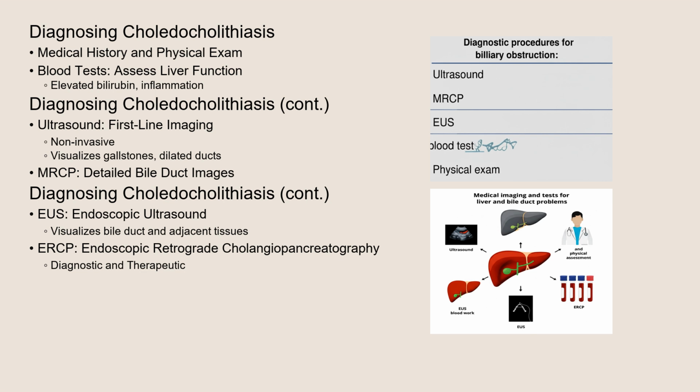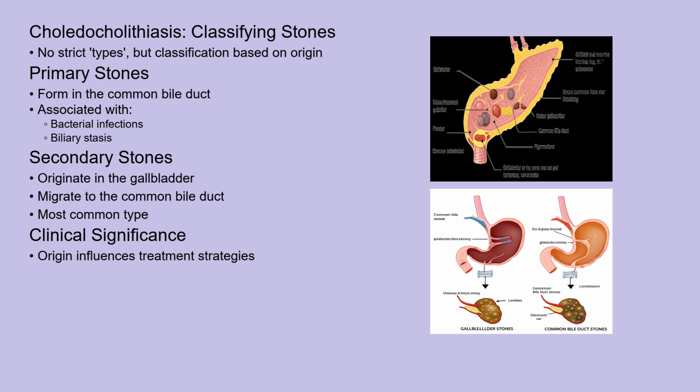potential treatment. While we don't typically classify choledocholithiasis into distinct types, in the same way we might categorize other diseases, it's important to consider the origin and size of the stones. Stones can be primary, forming directly within the common bile duct, or secondary, originating from the gallbladder. The size of the stone also influences treatment strategies.